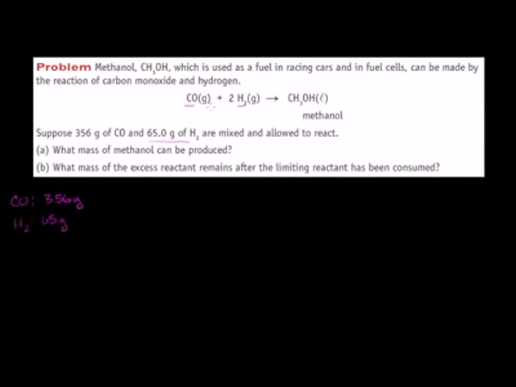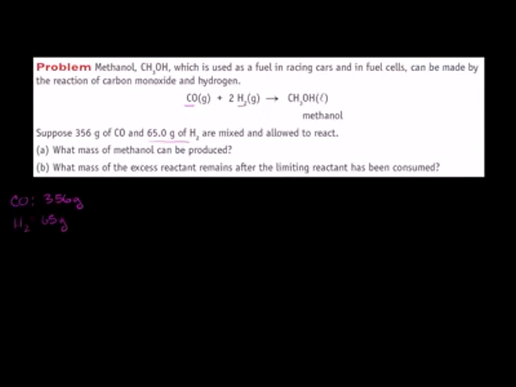They're mixed and allowed to react. And they ask what mass of methanol can be produced. And then they ask what mass of the excess reactant remains after the limiting reactant has been consumed. So that tells you this is a limiting reactant problem, that we have too much or too little of one of these two reactants. The one that we have less of is the limiting reactant. That'll dictate how much of the product we can produce. And the one that we have more of is the excess reactant. But first we have to figure out which is the limiting and which is the excess.